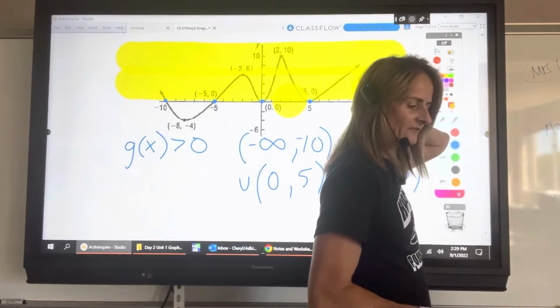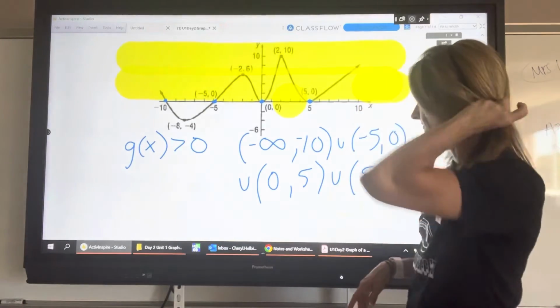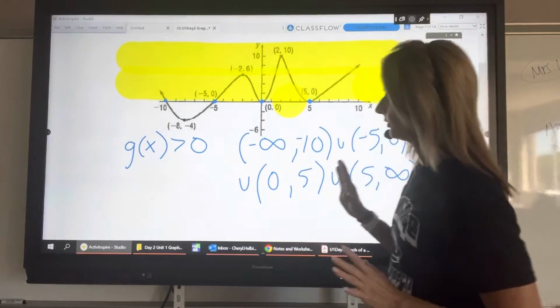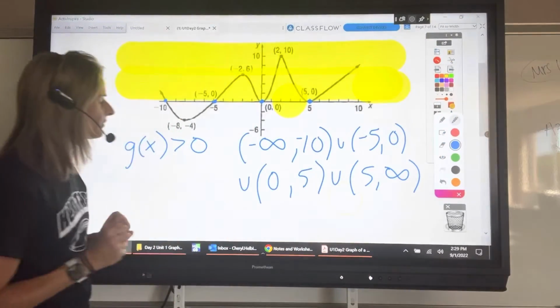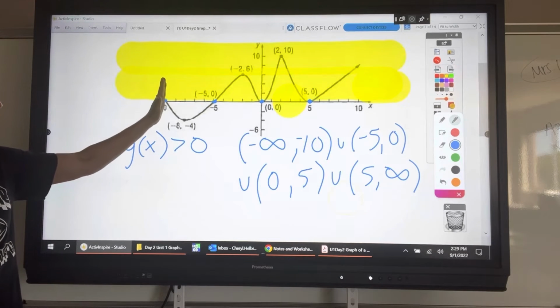Technically, you could do -5 to 5. I asked a calculus teacher about that a while ago, and she said that was fine because of this 0, 0, but we're just gonna do it one way. So let's start from the beginning. We've got -infinity to -10. You guys are right, that's a -10. We're not including that -10 because at x value -10, g of x equals 0.